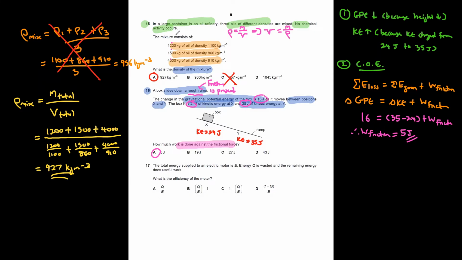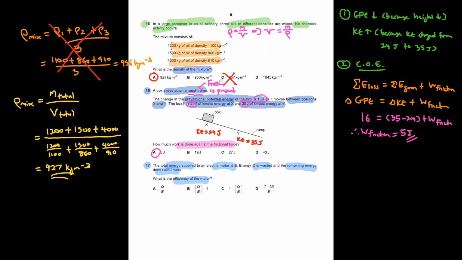Question 17 mentions this. Wait, I'll change the color. The total useful energy supplied to an electric motor is E. Energy Q is wasted, and the remaining energy does useful work. What is the efficiency of your motor right now?